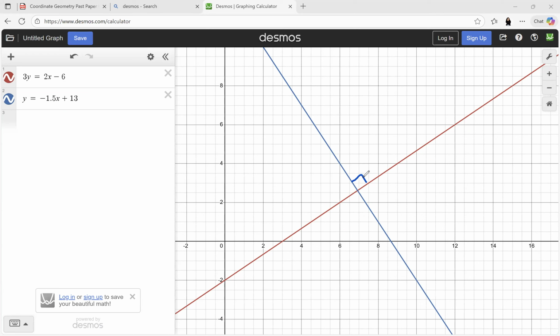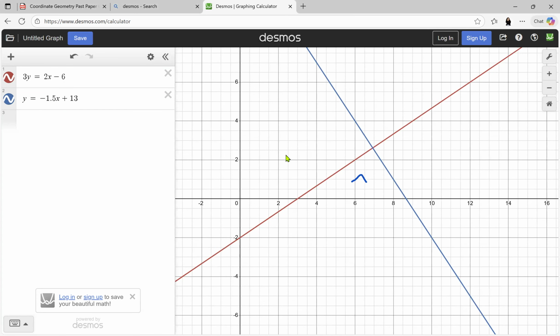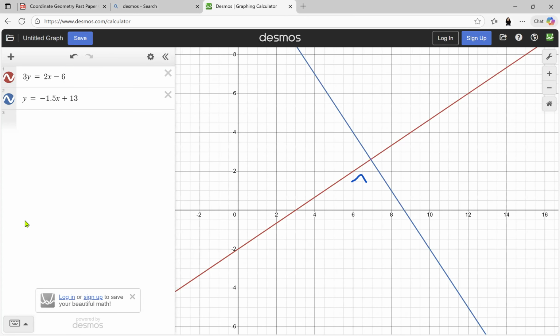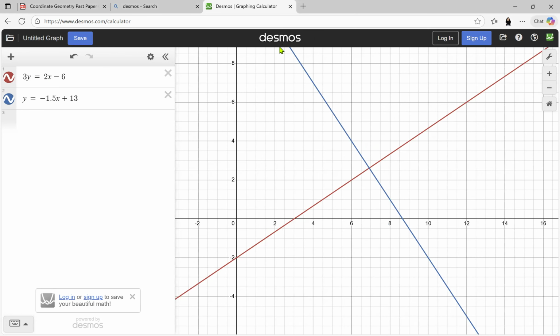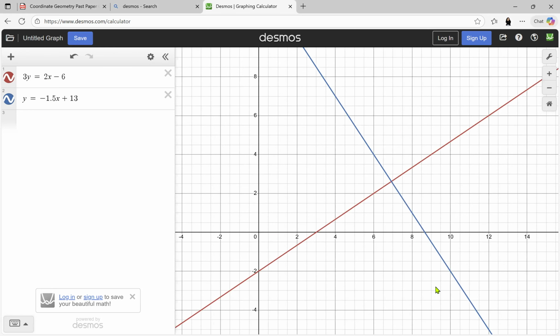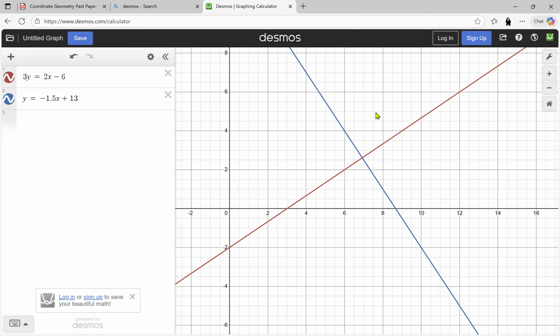Now you would expect the red one is the original equation, right? And the gradient was 2/3, all right, which is a positive gradient. And as you see, that line is increasing from left to right. And then, therefore, the gradient of the perpendicular line, which is negative 1.5, is negative. So it's decreasing from left to right. So this is how the two graphs would look.